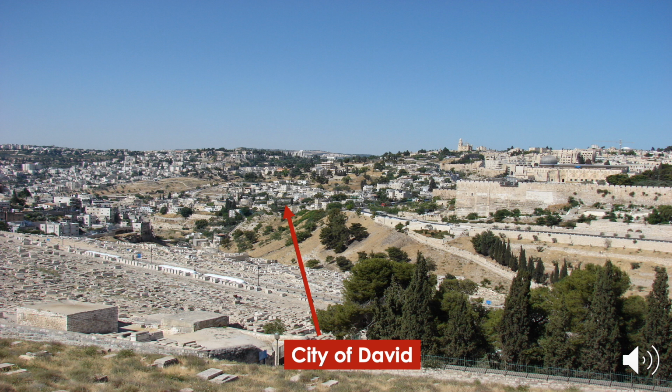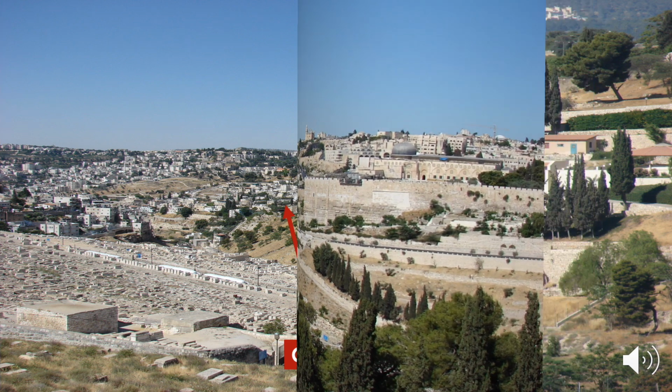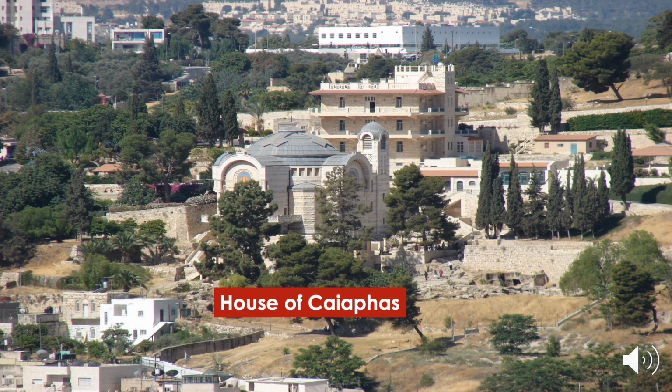View of Jerusalem and the old city of David area. Traditional house of Caiaphas, where the Last Supper would have been held.